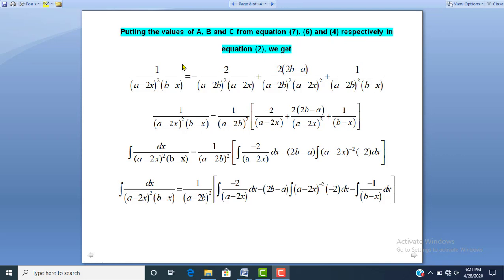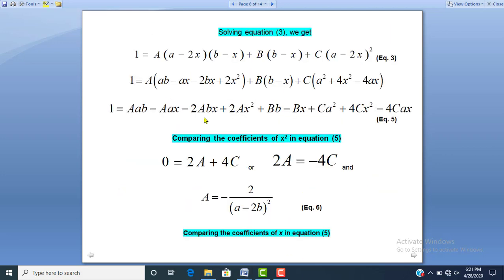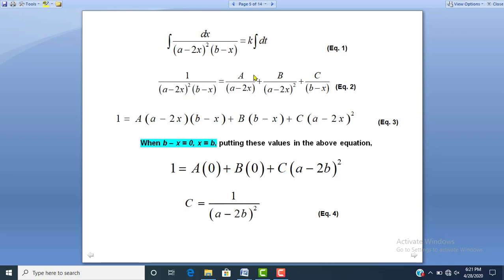Dear students, when we put the values, then the equation becomes very complex. So if we simply write the equation, then you can see it on this side, equation number 2: 1 over a minus 2x square minus into b minus x. This left hand side is common here.